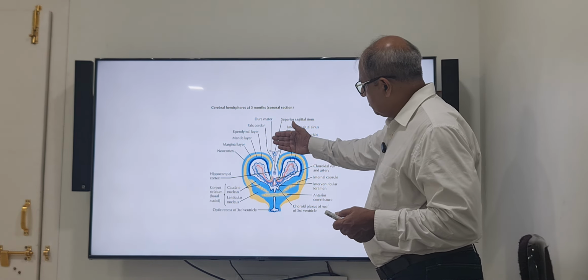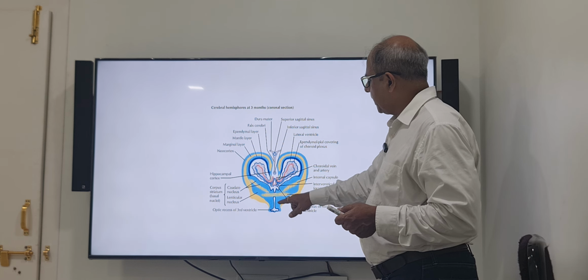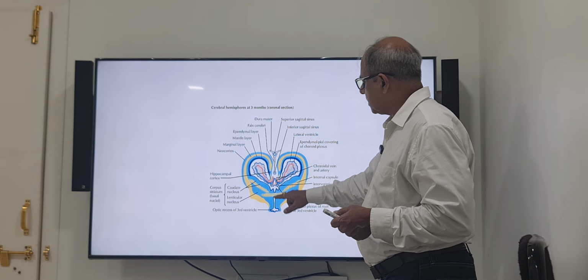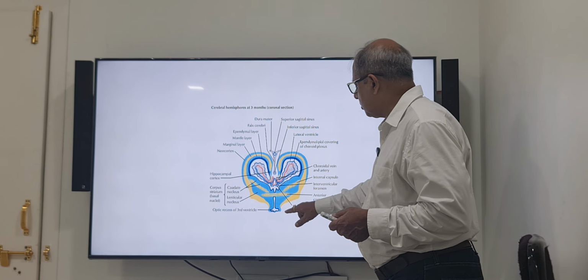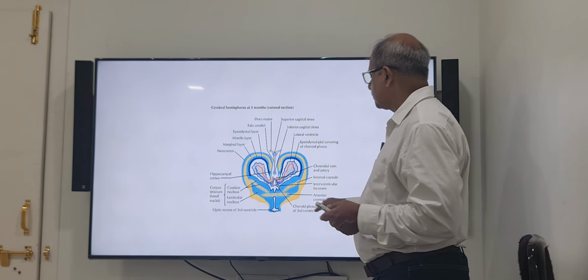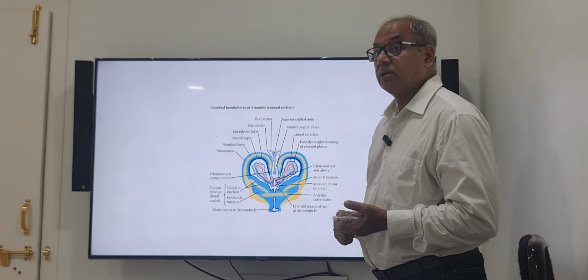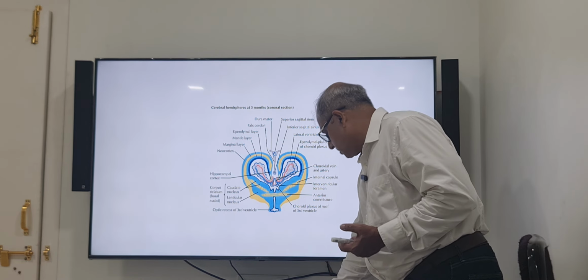The same area when we cut, there will be an area where both are getting connected. This area is called the third ventricle, and this is the optic recess of the third ventricle, from where the optic tract will develop. I am not going into that detail, but even with a good machine you can see the optic tract also.